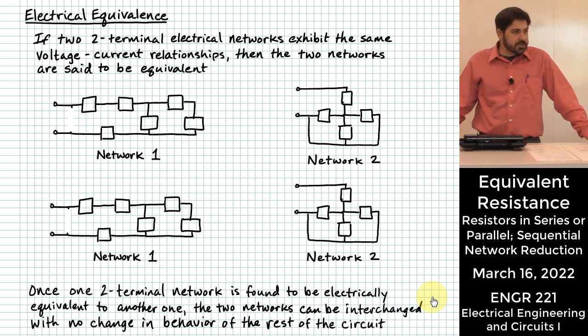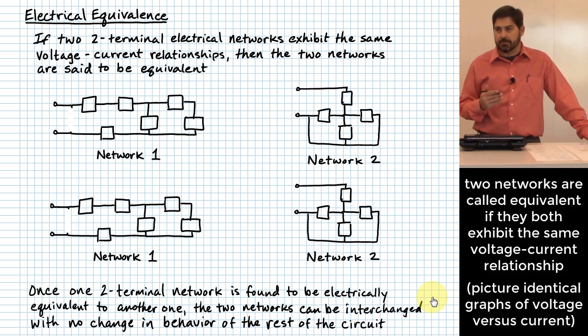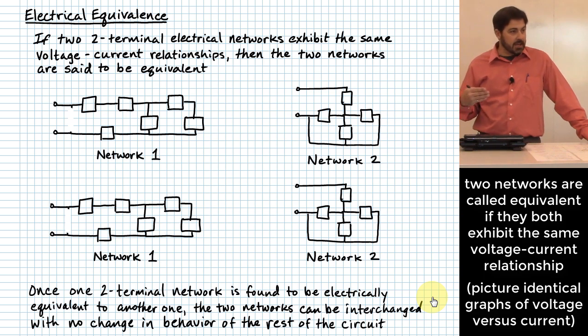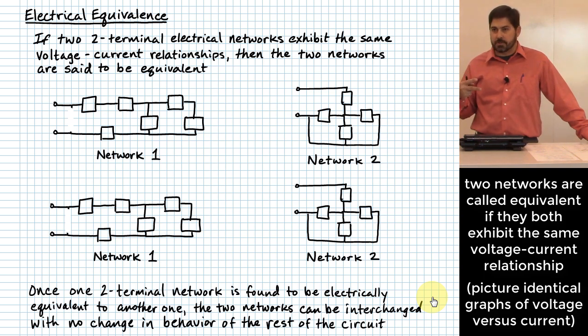Equivalence is actually a super commonly used tool in all of circuits analysis. Before we start talking about equivalent resistance particularly, I wanted to start with a broader discussion of what we mean by two things being electrically equivalent. It actually has a fairly simple definition. Two networks, and I should specify two-terminal networks, are electrically equivalent to each other if they have the same voltage-current relationship at the two terminals.